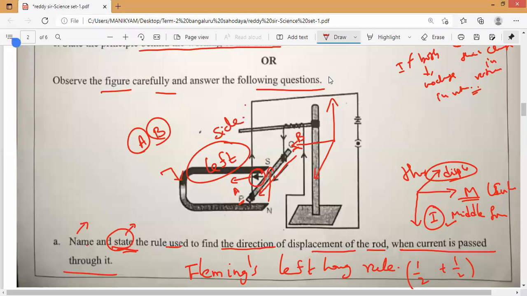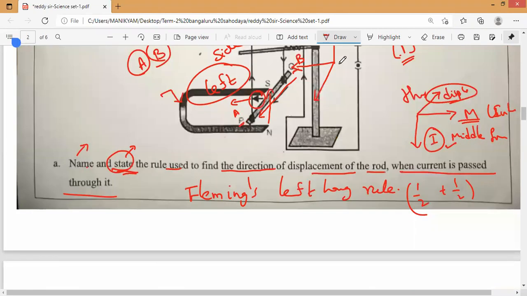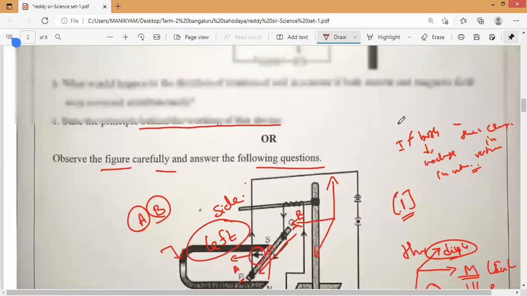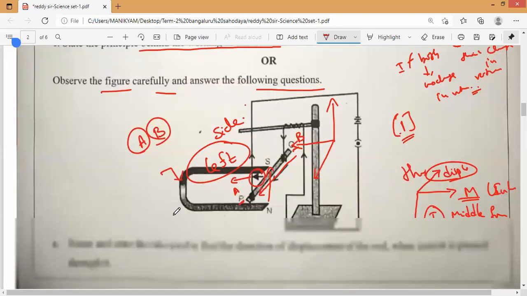If you write this, you will get 1 mark. That is what you have to remember. Write it very neatly. Clear, everyone? Any doubt you can ask. So PQ, when it is switched on, will be displacing towards the left side. Clear?